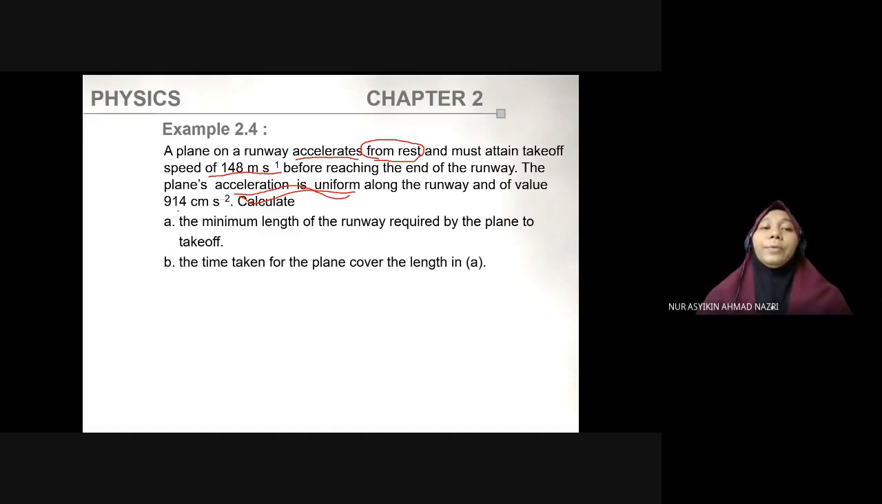And a value of 914. So this is the acceleration. Calculate the minimum length of the runway required by the plane to take off.